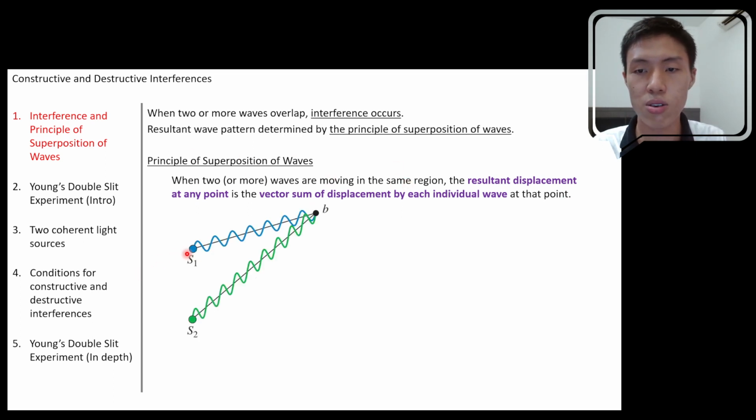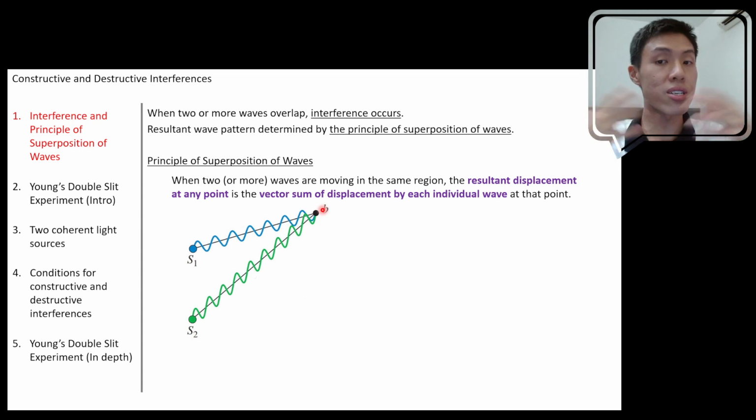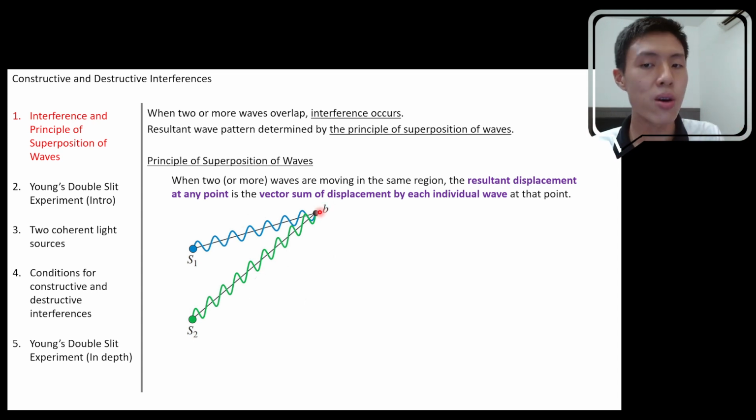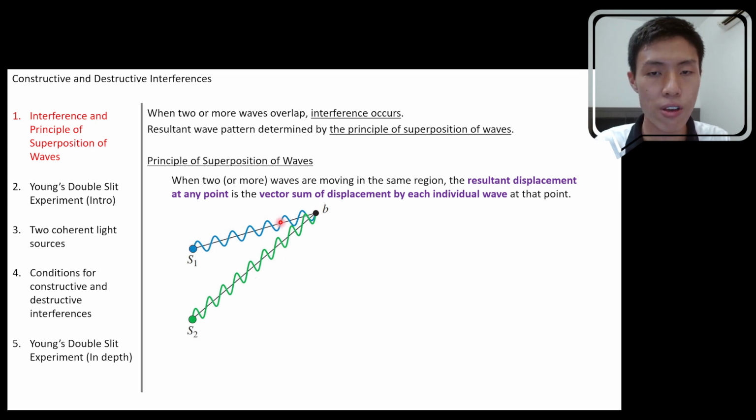So let's say here you have source 1 and source 2. Source 1 produces its own light wave, and source 2 also has its own light wave. But let's say you're interested in the resultant combination of the two waves at point B. What you can do is take the displacement of the wave produced by source 1.